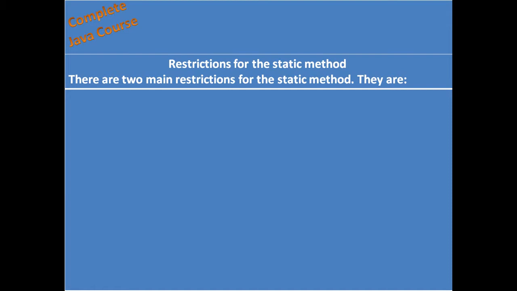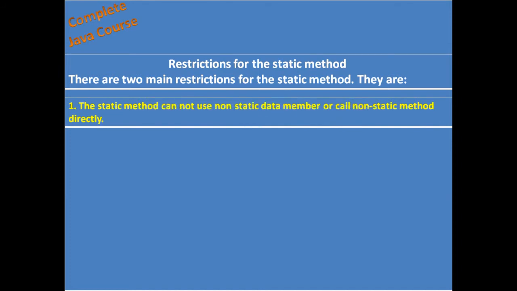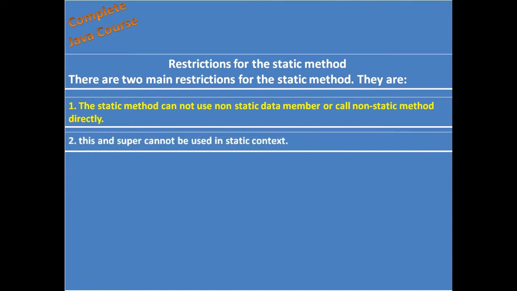Restrictions for the static method. There are two main restrictions for the static method. Number 1, a static method cannot use a non-static data member or call a non-static method directly. Number 2, this and super cannot be used in a static context.